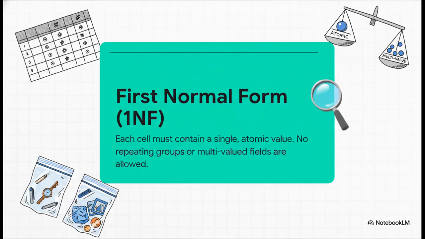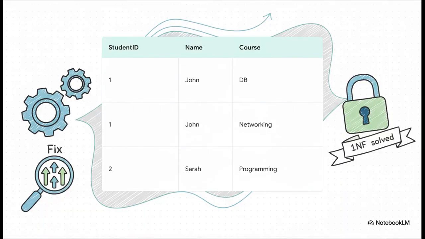So the rule for first normal form, or 1NF, is actually super simple. Every single cell has to contain one and only one atomic value. Atomic just means it can't be broken down any further. The analogy I like is an evidence bag. You put one piece of evidence in each bag. That's it.